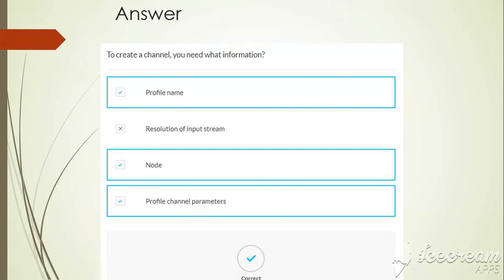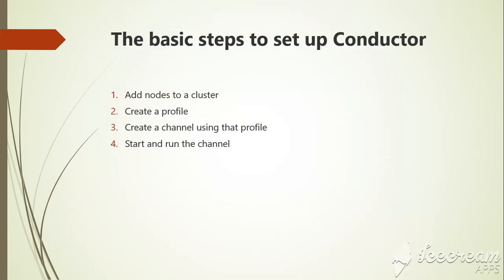One more thing. The basic steps of conducting a broadcast: if you want to do the broadcasting, you have to satisfy a few steps. First, you have to add a node to the cluster. Even if you are making just one node, you can make a cluster, that's fine.